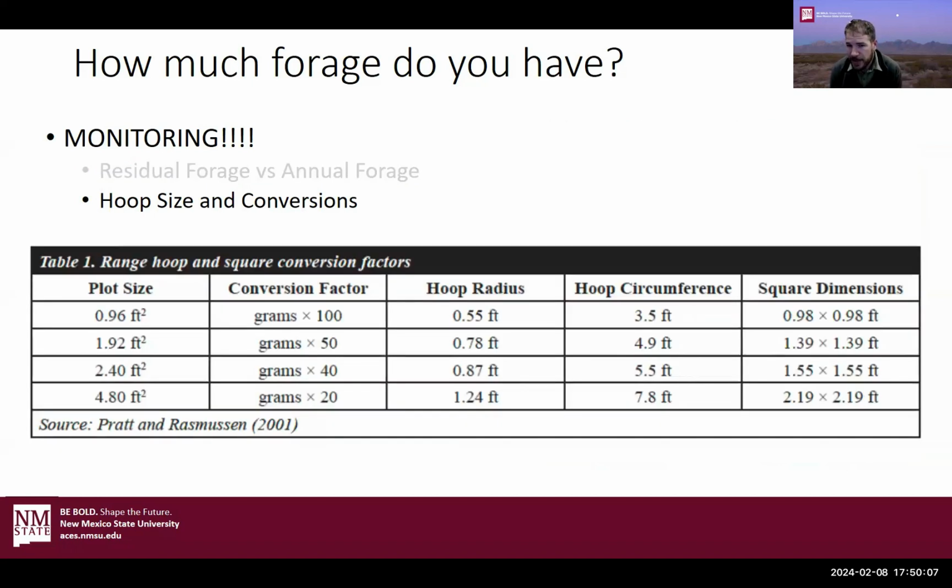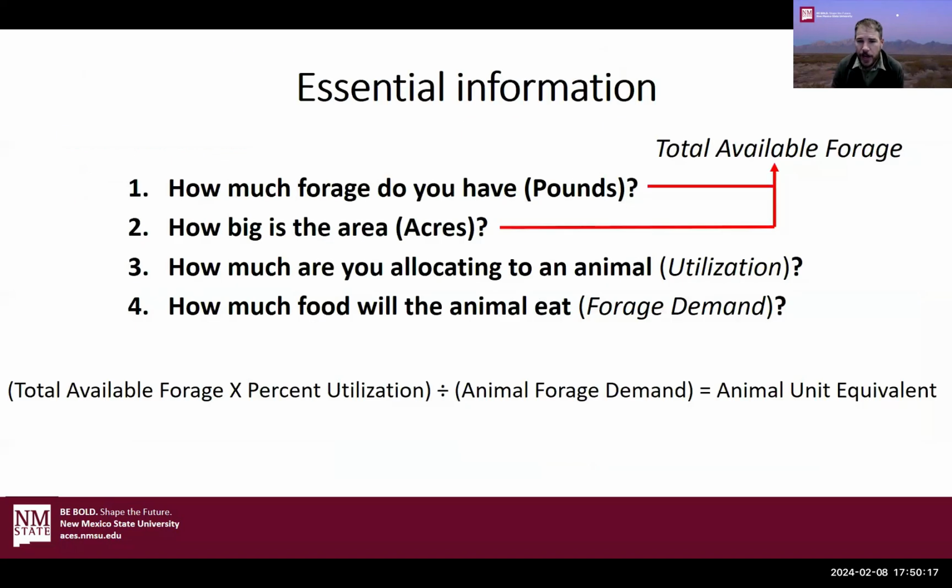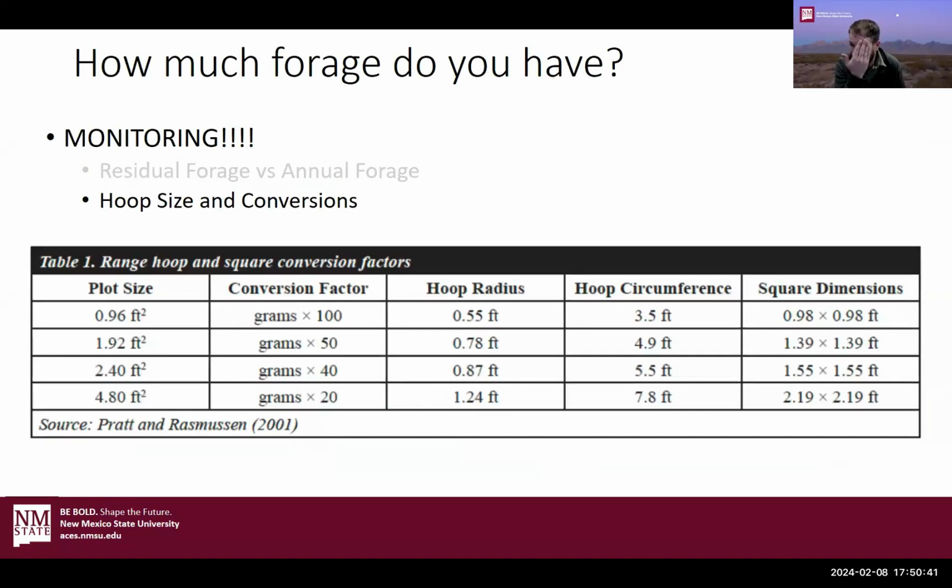And this is the unique thing, converting it, because the target for conversion is, if we go back to the equation, we're dealing with pounds. How much forage do you have? We have pounds in a specific area, which is acres, for total available forage. So we need to somehow convert whatever weight is in those bags, and I guarantee it's not going to be pounds, to pounds per acre. And so that's where this conversion factor comes in.